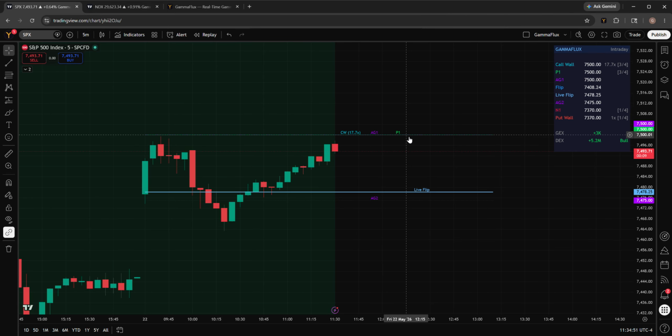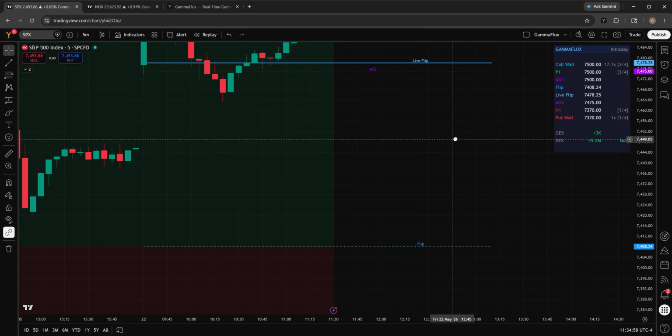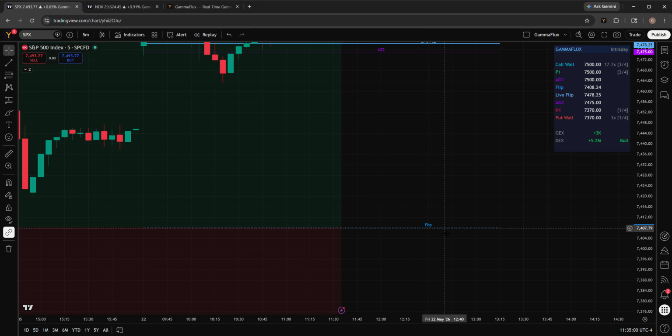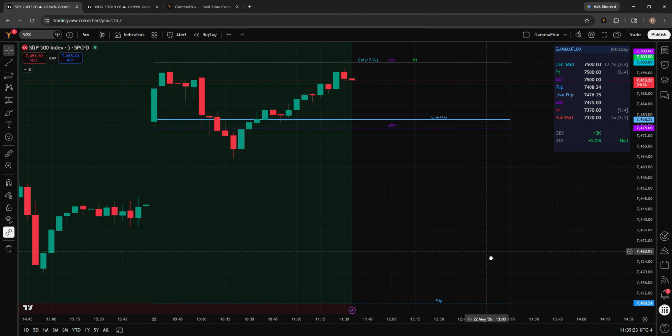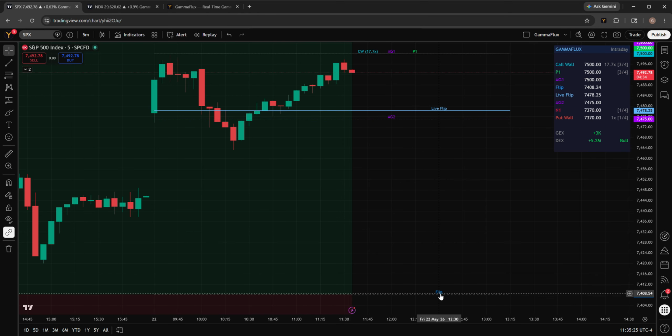The P1 is the biggest positive number on the chart, the biggest positive gamma on the chart. The live flip, and down here we have what is just labeled as the flip. The flip is based on open interest from overnight, and the live flip takes into account how the futures are being hedged throughout the day, so we have a little bit more insight into how the market maker is positioning themselves. And so these can diverge, as you see here. And even the flip can move throughout the day.